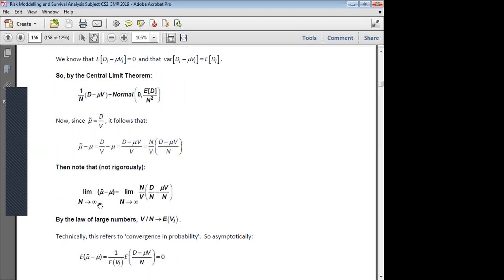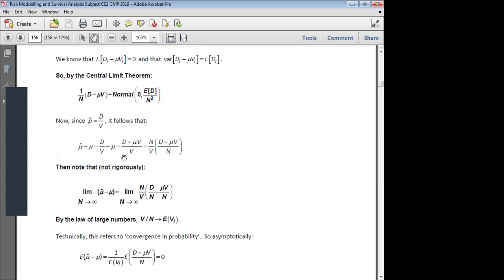But now we also know that I can rewrite my estimator of mu as d upon v. So what I'm going to do is subtract the actual population value of mu from the estimator, and what I get here is just d upon v minus mu.